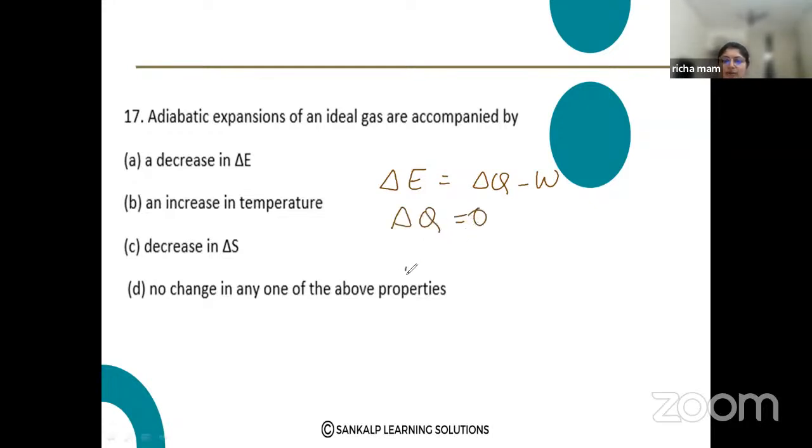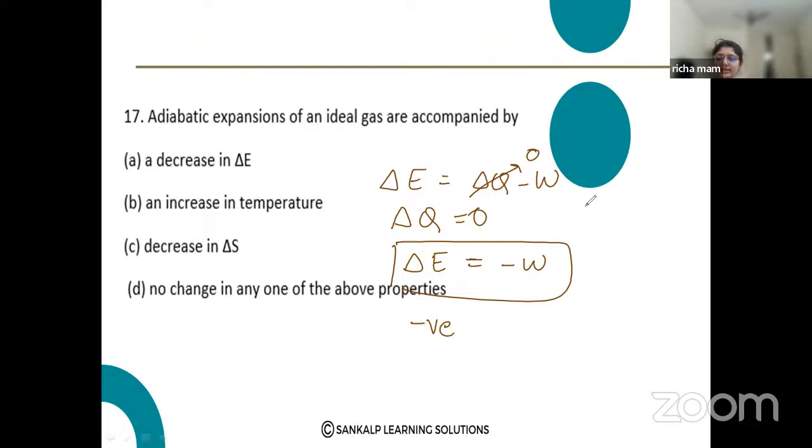So what will happen? Delta E will be minus W, because delta Q is equal to 0. What does the negative sign indicate? The negative sign indicates that there is a decrease in internal energy, which is equal to the work done on the system by the surrounding. So the answer is A, decrease in delta E.